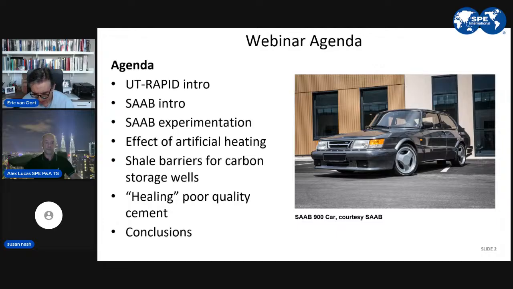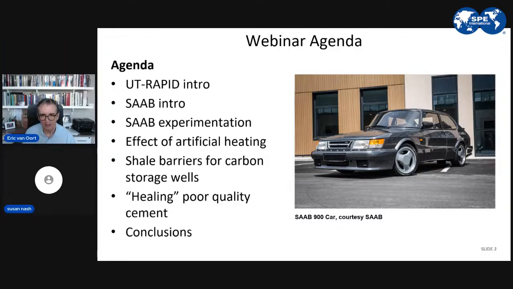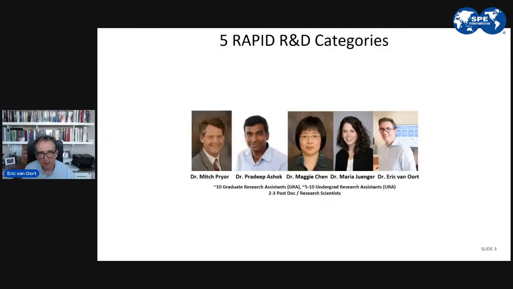Personally, I really like this acronym SAB. I'm a child of the 60s, 70s, and 80s. And in the Netherlands, where I grew up, about the coolest car that you could have was a Saab 900. No longer being made, unfortunately. Fantastic car. You see a picture of it right there. So the acronym always makes me feel good about my past.